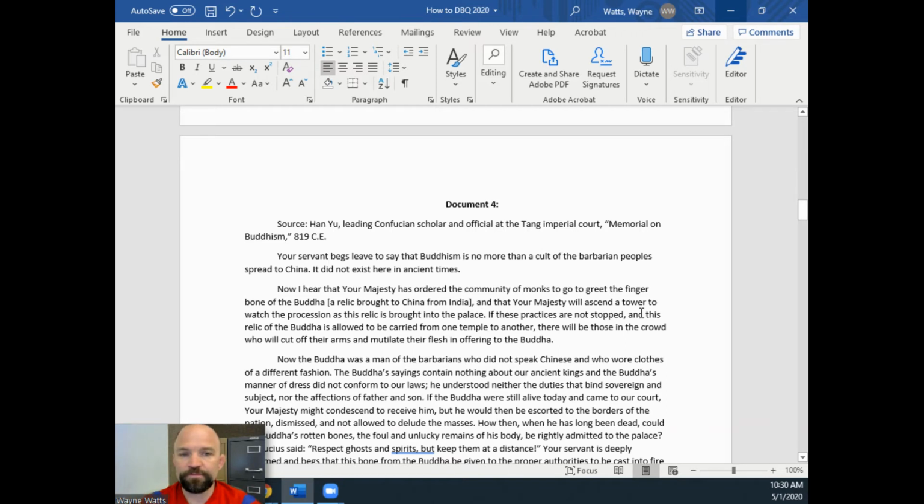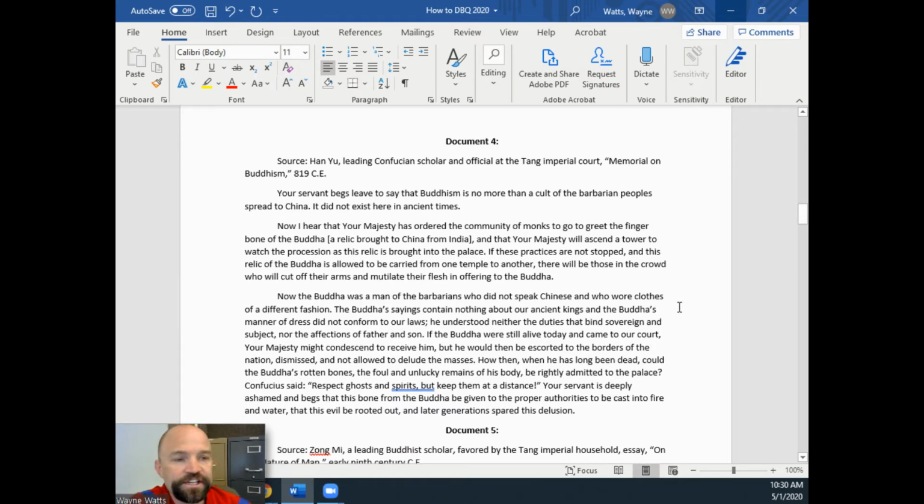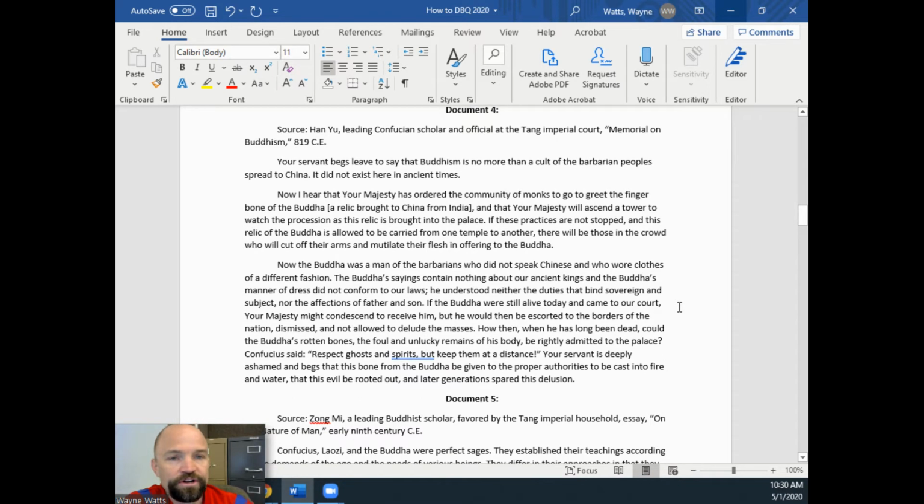Document 4 comes from Han Yu, leading Confucian scholar and official at the Tang Dynasty imperial court, in a work called Memorial on Buddhism in 819 CE. Your servant begs leave to say that Buddhism is no more than a cult of the barbarian peoples spread to China. It did not exist here in ancient times.